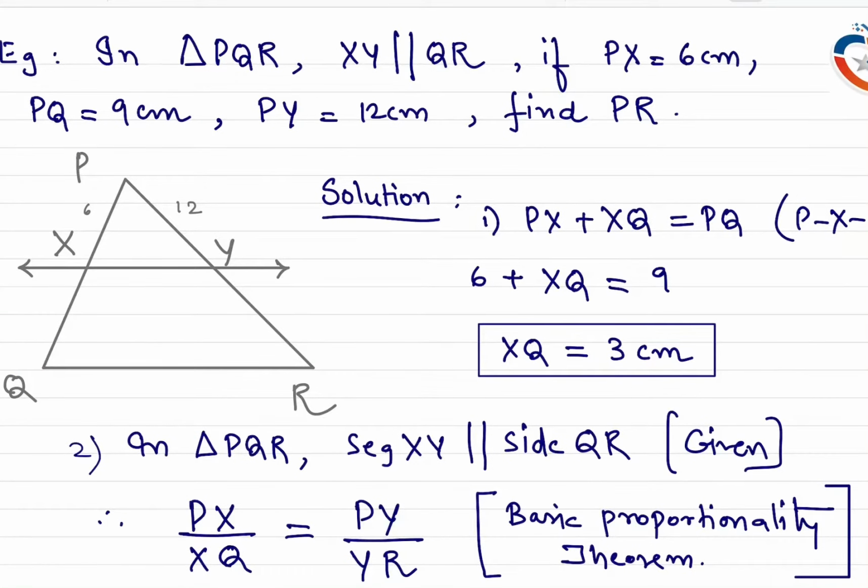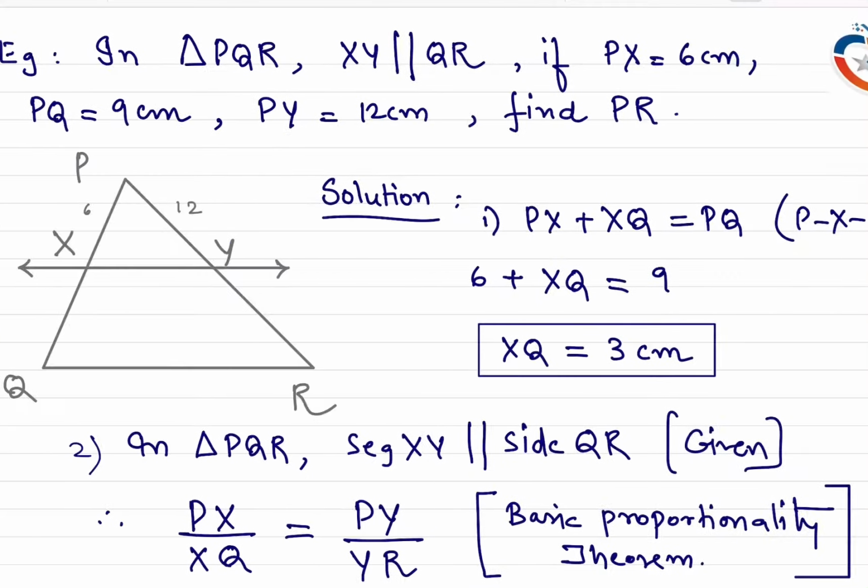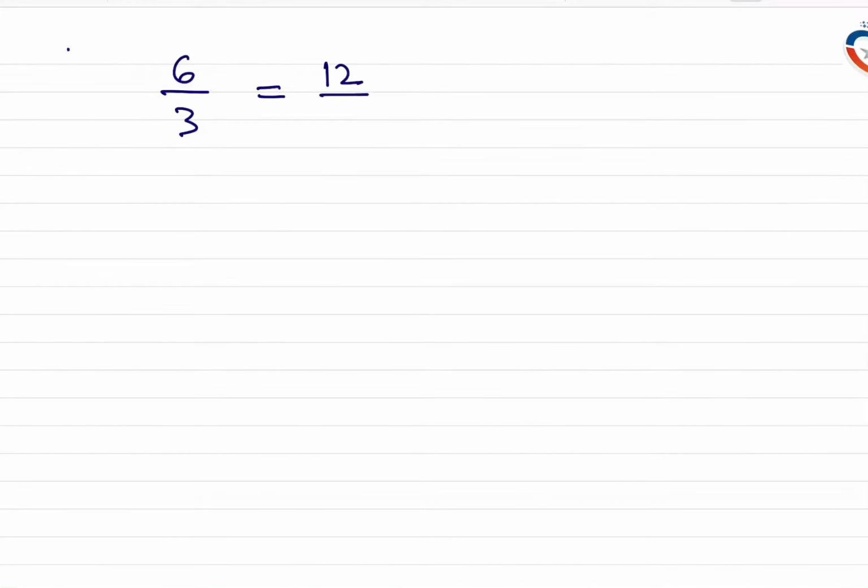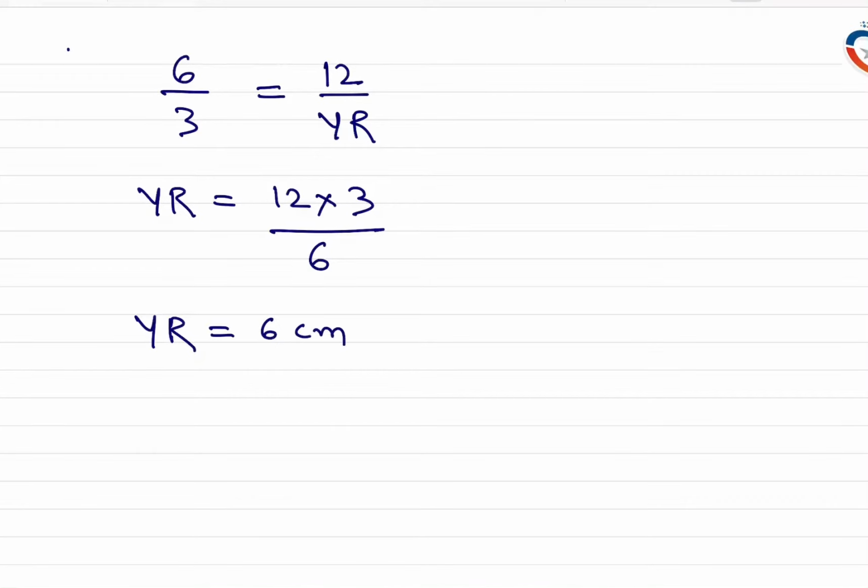So therefore when you substitute the values, you will get PX. PX is how much? 6. So 6 upon XQ, which is 3, equals PY, which is 12, upon YR. Okay, so we cross multiply here, you get YR will be equal to 12 into 3 upon 6. So when you cancel this, you get YR is equal to 6 centimeters. Clear? That's the value of YR.